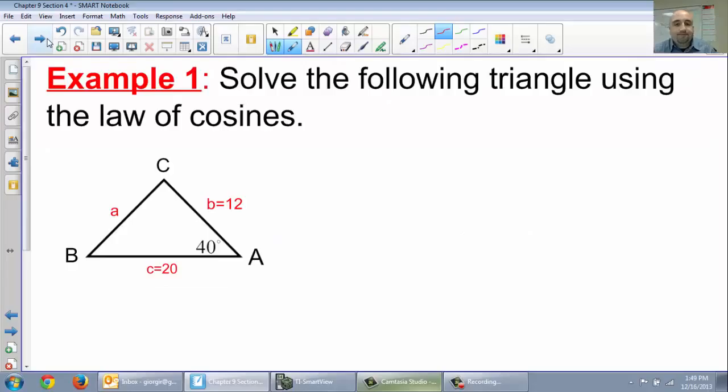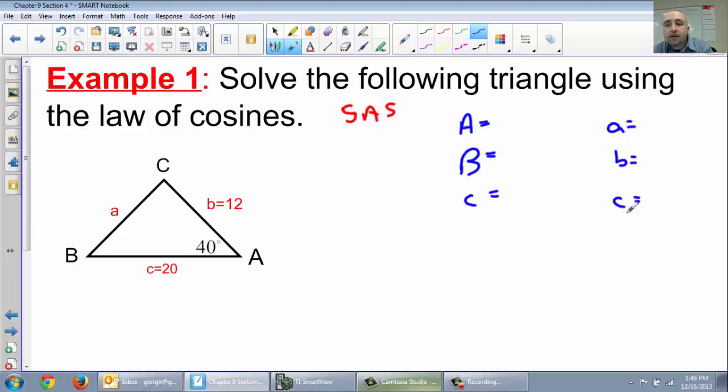All right, so example 1. Notice they gave us a side, an angle, and a side. So this is a side, angle, side law of cosines. We're going to do this the exact same way we've done all the other ones. I'm going to list my angles. I'm going to list my sides. And then we're going to label what we know. We know angle A is 40. We know little c is 20. And we know little b is 12.